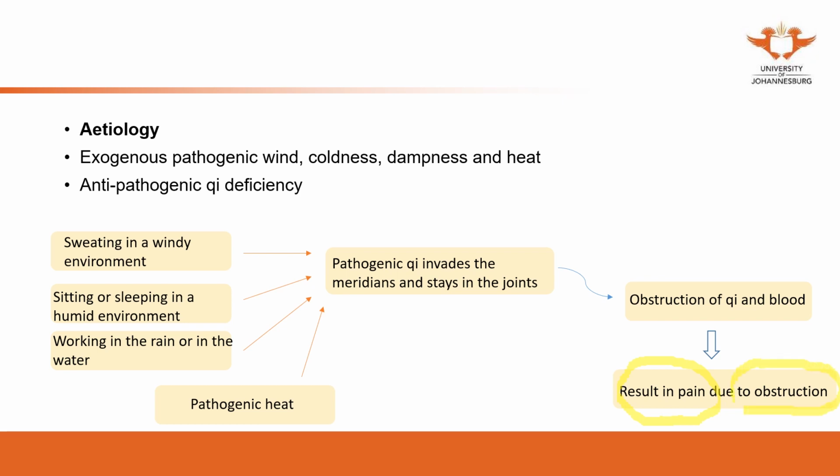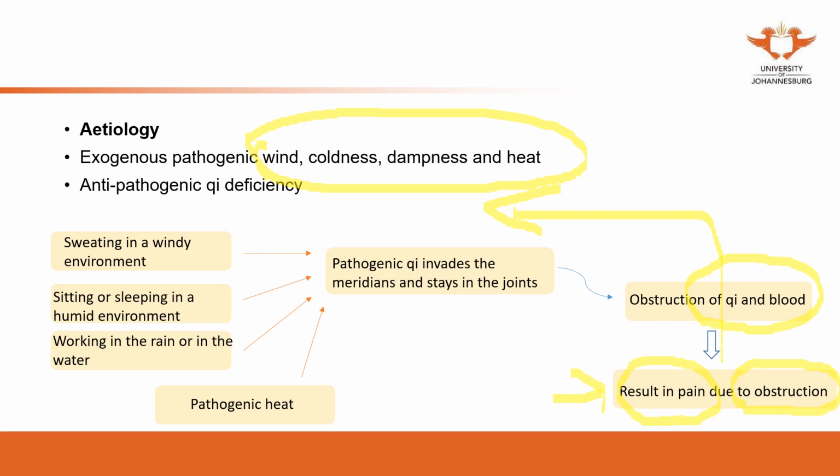Obstruction or blockage. Obstruction of qi and blood. When you see the obstruction of qi and blood, you need to think backwards from what you see in the clinic, from the patient. What can cause the obstruction of qi and blood? These are the possible causes. But where do these causes come from?